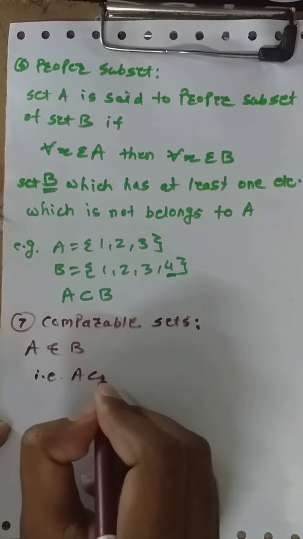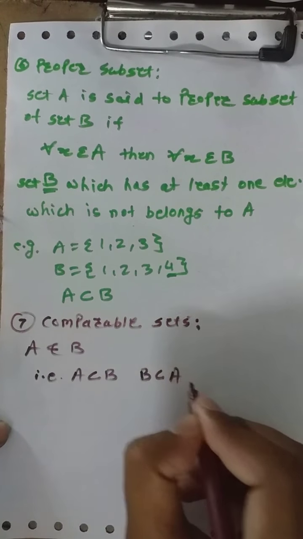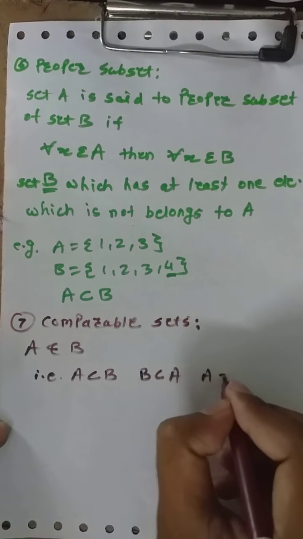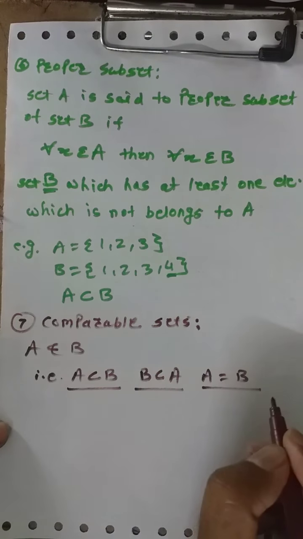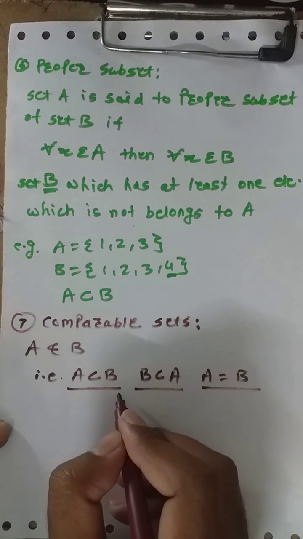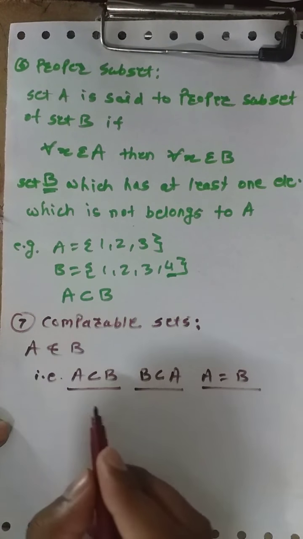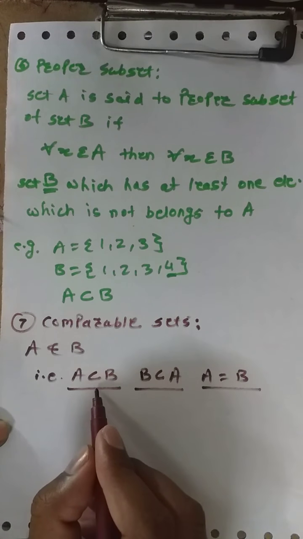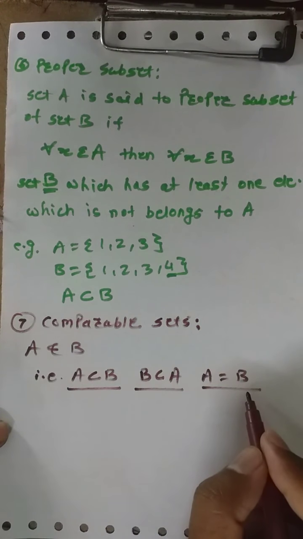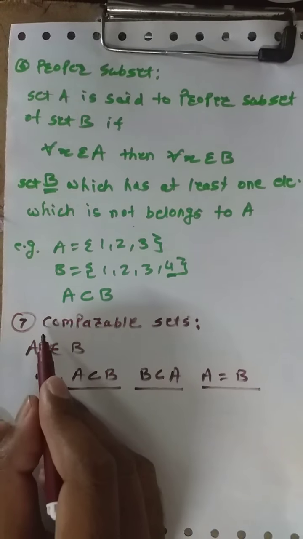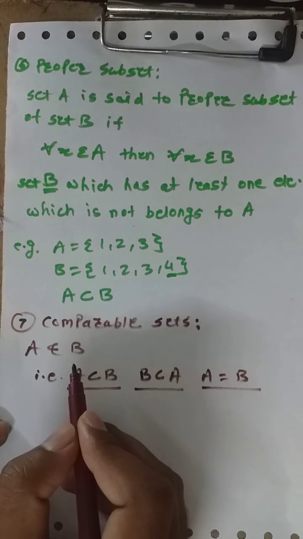Either A is a proper subset of B, or B is a proper subset of A, or A is equal to B. If any one of these three conditions is satisfied, then we can say that these two sets are comparable sets.